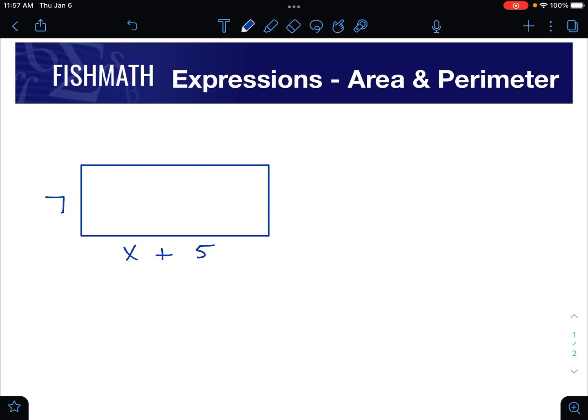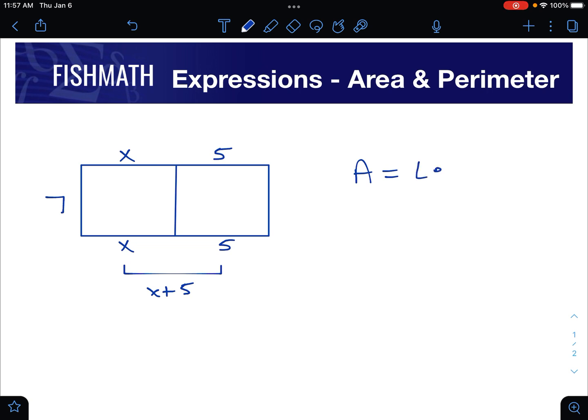So for the x plus 5, I'm going to split this up kind of arbitrarily, where the x stops and where the 5 begins. So I'm going to draw that right here. What I'm saying is this part is x, this part is 5. So the whole thing is x plus 5, but this is the x part and this is the 5 part. Total x plus 5.